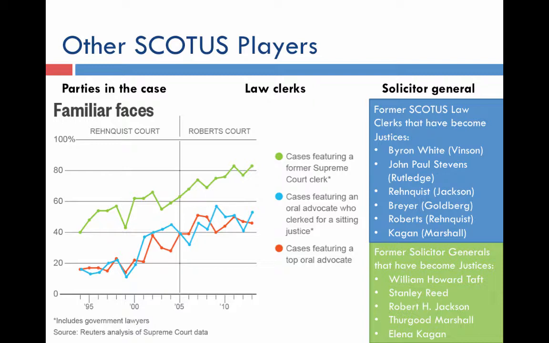In fact, if the Supreme Court believes that the United States government should have a voice at the court on an issue, even if they're not a direct party, they might invite the Solicitor General to argue. Former Solicitors General have become Supreme Court justices, and you'll see the list there, including current Supreme Court Justice Elena Kagan, who was both a law clerk and Solicitor General and is now a Supreme Court Justice. So this is a small, close-knit community, with very few outsiders and a lot of repeat players.